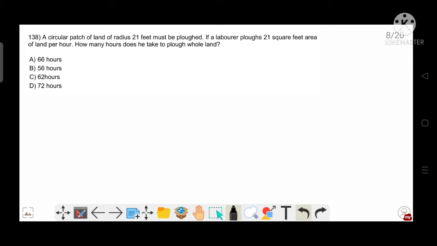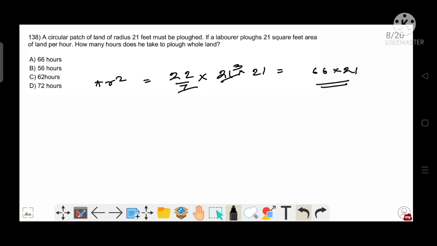The area of a circular path is pi r squared. So 22/7 into r squared, which is 21 into 21, so 7 × 3 = 21. This means 66 into 21. This is the area.